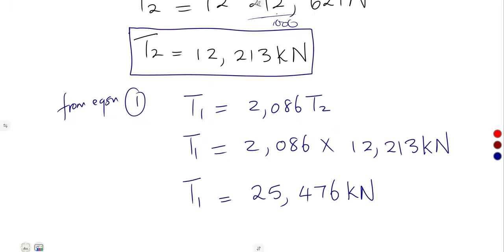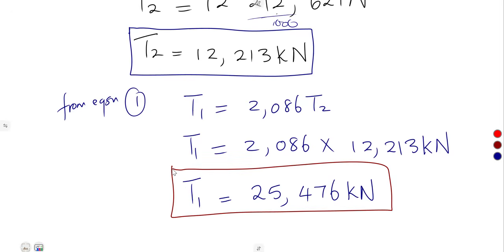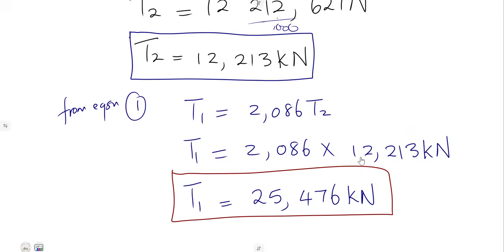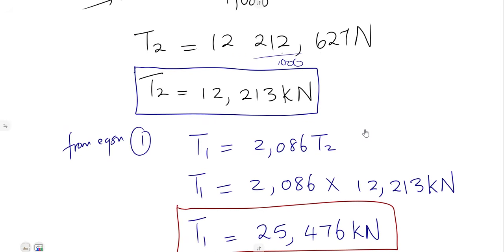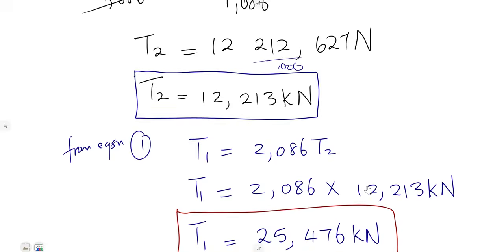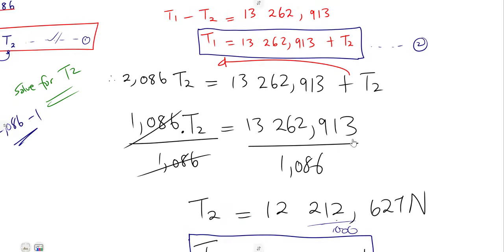So this is what you're going to have. You have the tensions T1 and T2, just like that. This is what you want. This is what you need. Just like that, T1 and T2.